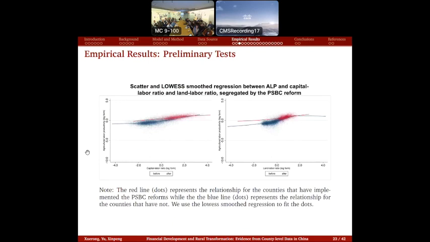So here is a graph that shows you the relationship between the capital labor ratio, the land labor ratio and the agricultural labor productivity. Here are two hints. The first one is that we can see it follows the Solow model: the higher the capital accumulation, the higher the agricultural labor productivity. However, different from the capital labor ratio, after the PSBC reform, land consolidation shows a more flattened pattern here.